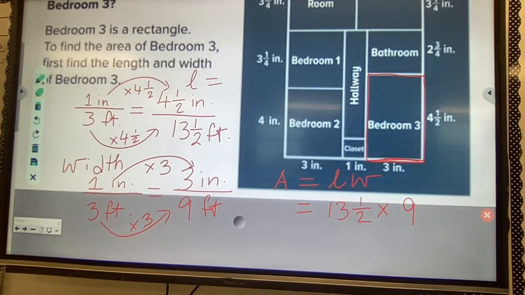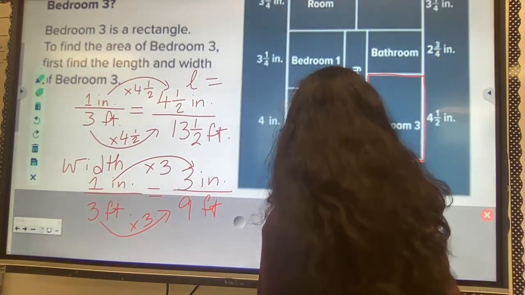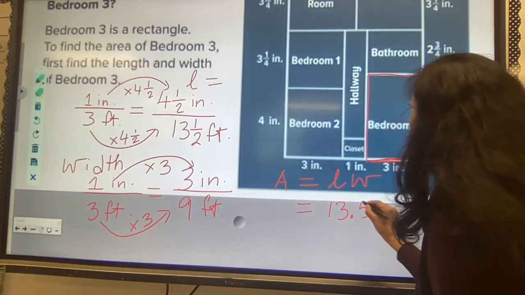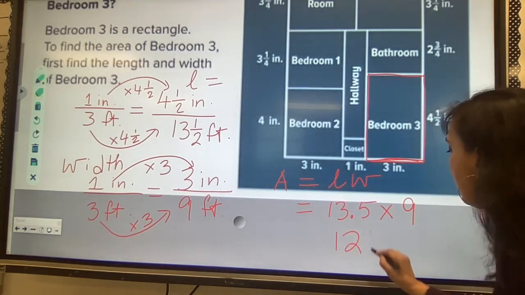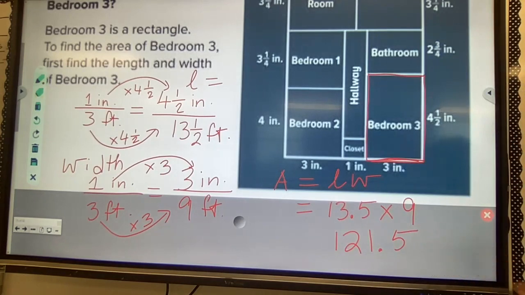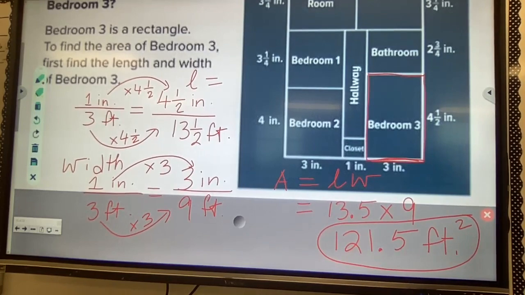And then when I multiply this, I can also write 13 and 1/2 as what? 13 and 5/10, and that is perfectly fine. So if I wrote it as 13 and 5/10 instead of this, you can do it both ways. I'm just trying to show you this is an option. So if I did 13 and 5/10 times 9, I would get 121 and 5/10 square feet. And so this would be the actual area of bedroom 3 if we were doing those calculations.